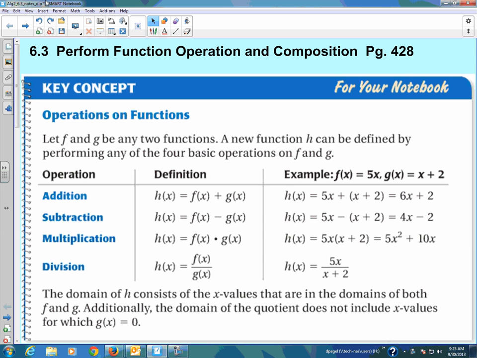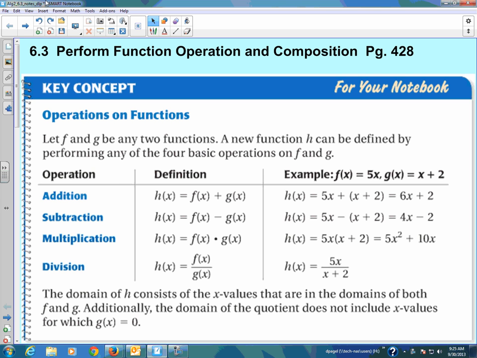To section 6.3, performing function operation and composition. We just wrapped up our section 2, which took a look at simplifying radical forms and exponential forms. It was a little bit of a tricky section, a lot of material in there. We're going to change gears a little bit and take a look at what happens when we do addition, subtraction, multiplication, and division of two functions.